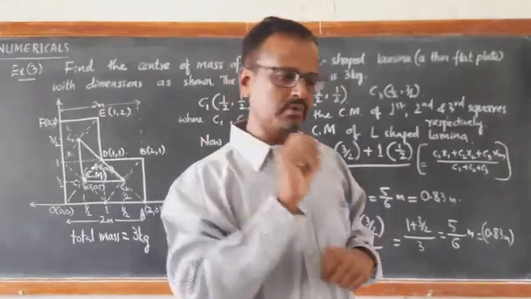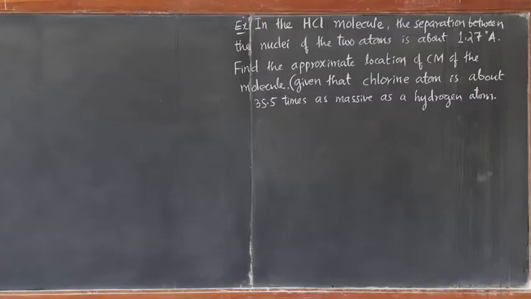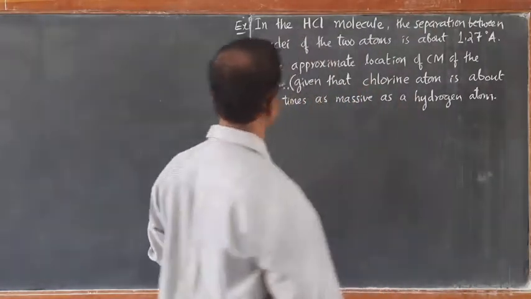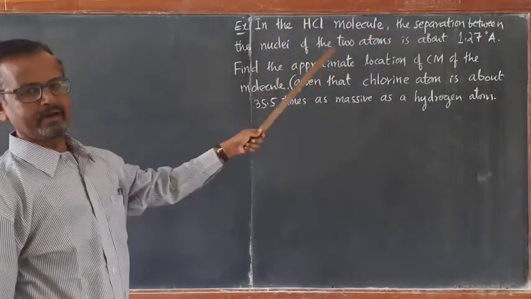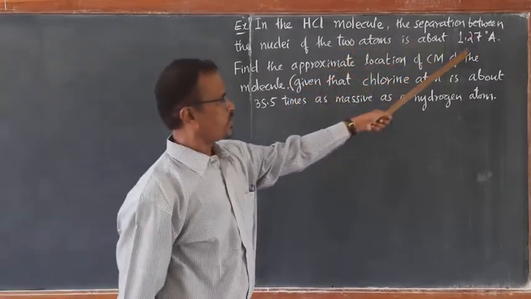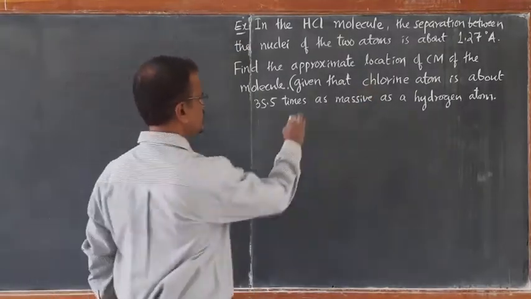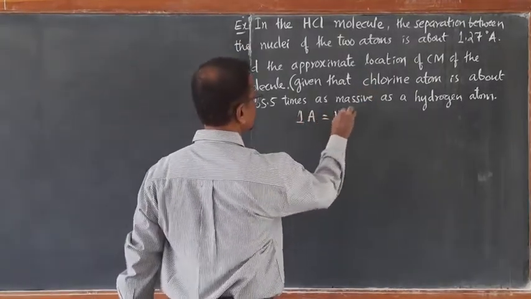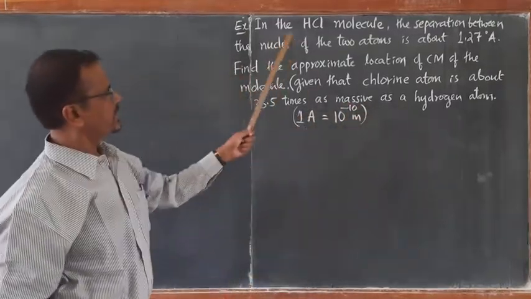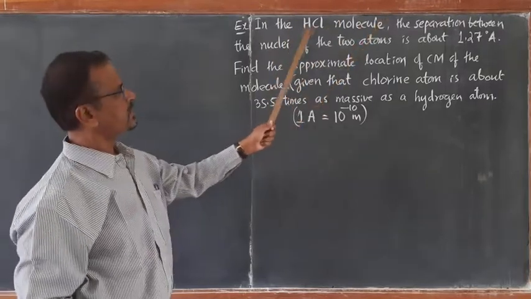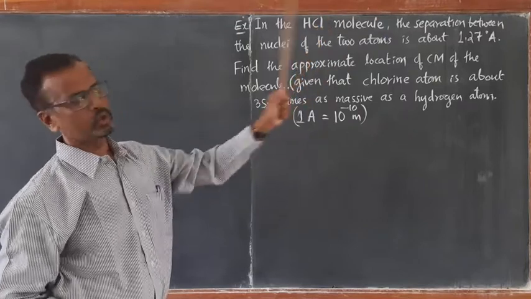Now let us find out one more interesting problem, center of mass. Okay, look at this very interesting problem. In the HCl molecule, the separation between the nuclei of two atoms is about 1.27 angstrom. You know what is 1 angstrom? 1 angstrom is equal to 10 to the power of minus 10 meter. So that is the distance between H plus and Cl minus, that is, the distance between the hydrogen nucleus and the chlorine nucleus.